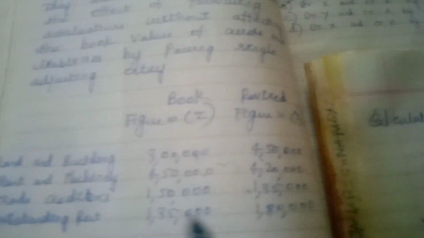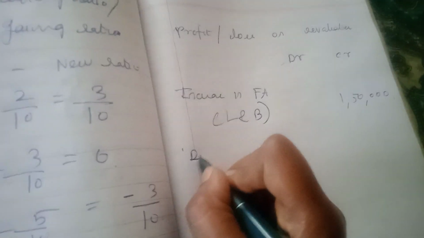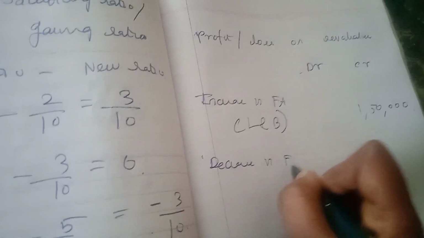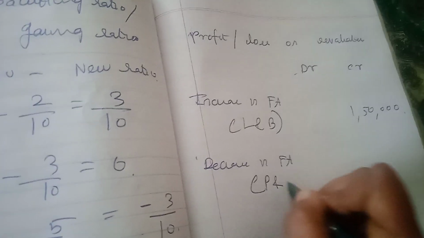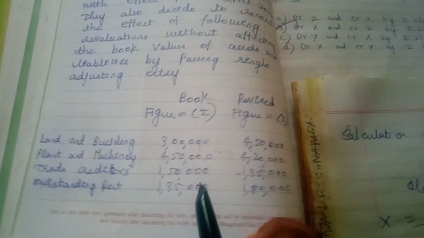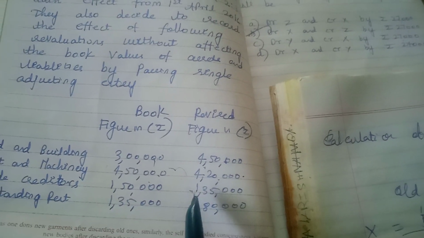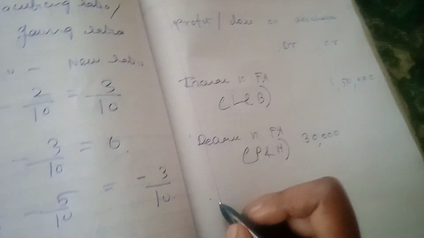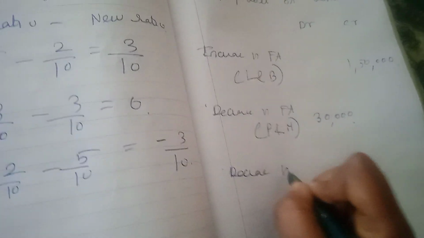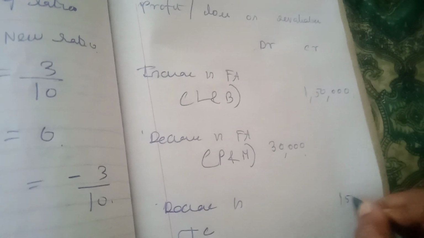Next, plant and machinery has been decreased by 30,000 from 4,50,000 to 4,20,000. So, decrease in fixed asset, that is plant and machinery, comes under debit. It has been decreased by 30,000. Now, the trade creditors is a liability and it has been decreased from 1,50,000 to 1,35,000. So, decrease in liability, that is trade creditors, comes under credit. It has been decreased by 15,000.